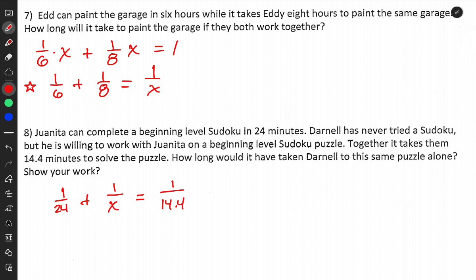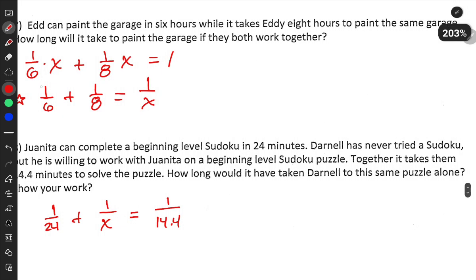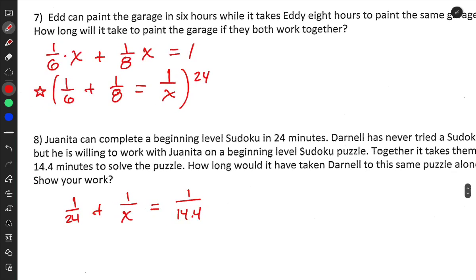If I wanted to clear the fractions here, I could multiply both sides by 6 times 8, which is 48. But I think I can actually get away with just multiplying everything by 24, because 3 times 8 is 24 and 6 times 4 is 24. So I'm going to hit both sides of that equation with a factor of 24. In the first case, 24 divided by 6 is 4. So I'm going to get 4.